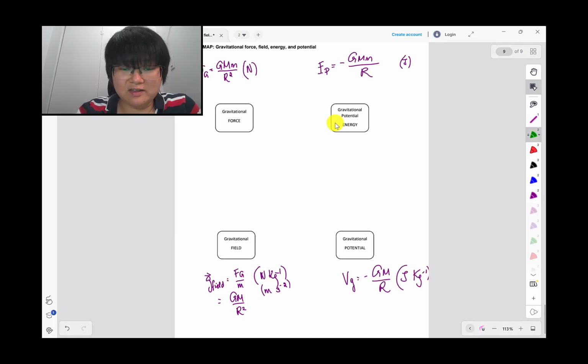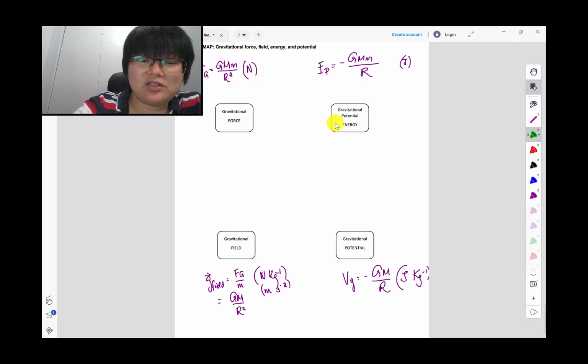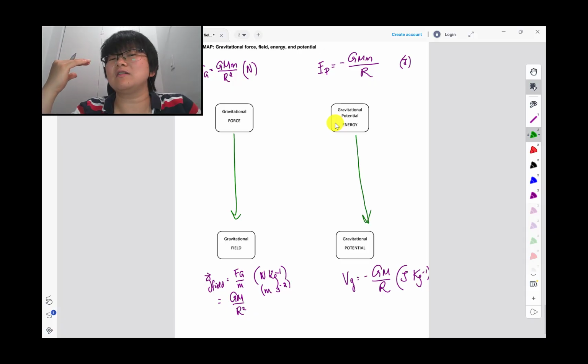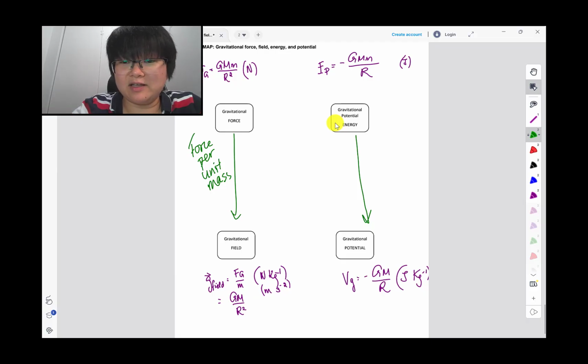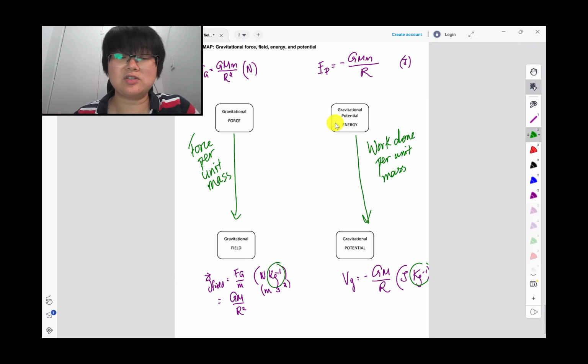One of the first things that I want to emphasize in this video is one key wording in terms of definitions. This applies when we go from gravitational force to gravitational field, and from gravitational potential energy to gravitational potential, and that's the concept of per unit mass. Gravitational field is force per unit mass, while gravitational potential is work done per unit mass.